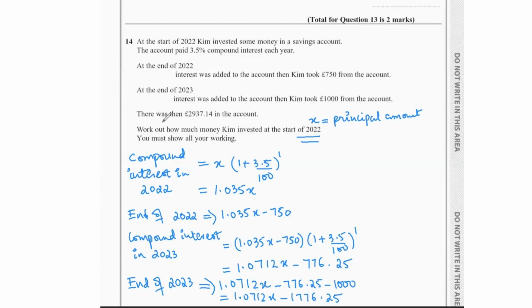So they say that there was then 2,937.14 in the account. So this amount at the end of 2023 equals to this. So if you put these two equal, we get an equation where the only unknown is x. So we can find the value of x using this minus 1776.25. So we add the two.